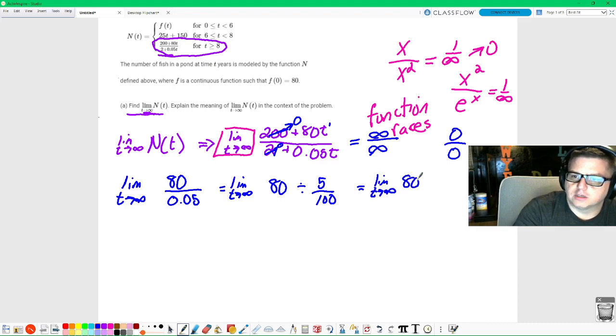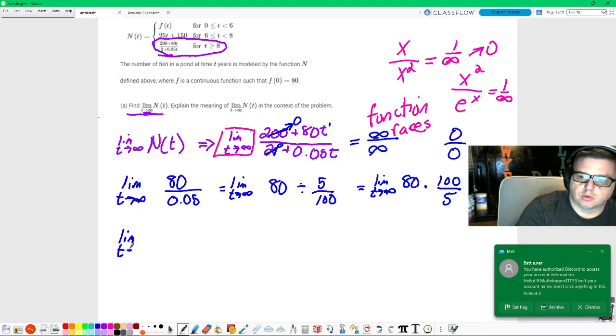So now I'm going to do 80, and I'm going to multiply by the reciprocal. And now I could, well, you could do this as well. It doesn't really matter, either way you go. I could do 80 divided by 5 or 100 divided by 5. Both answers will get us what we need.